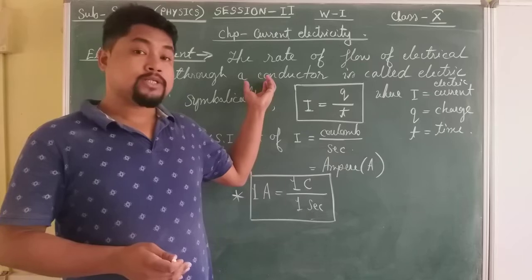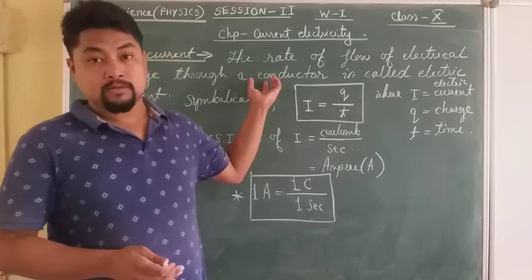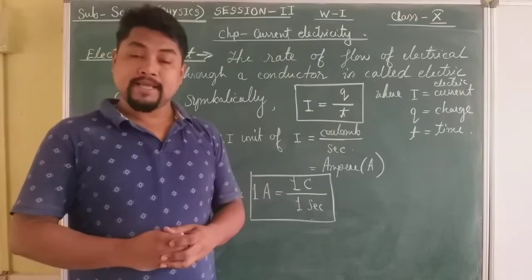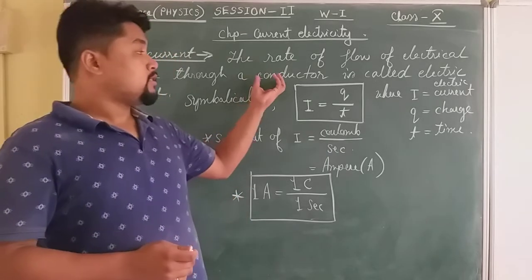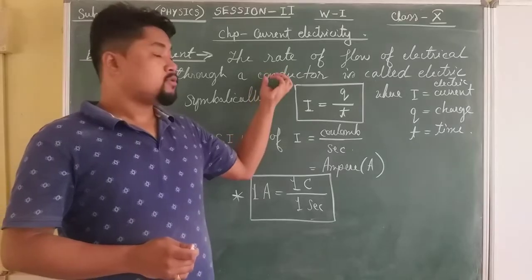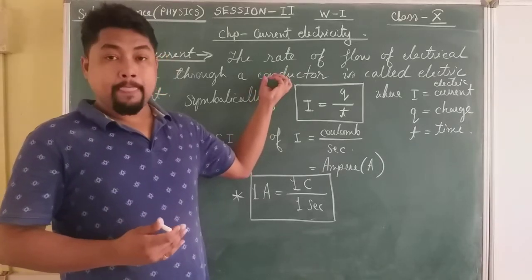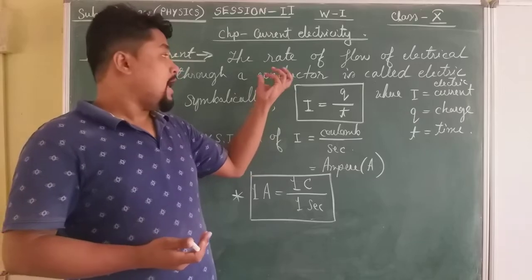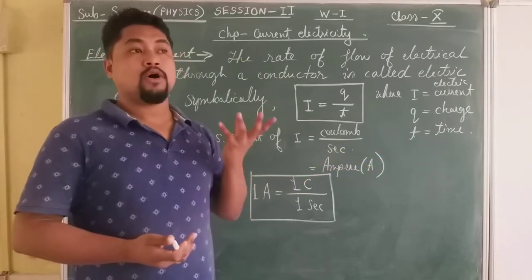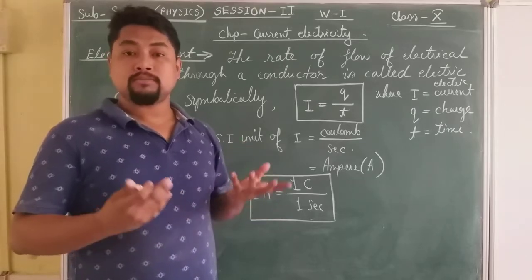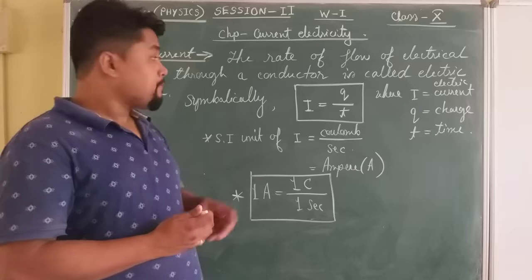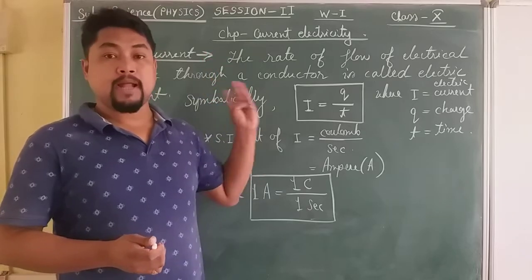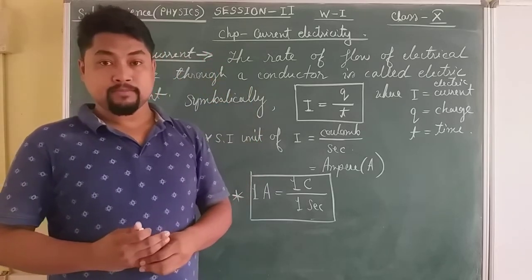Conductors are the substances through which electric charge can pass easily. Insulators are the substances through which electric charge cannot pass easily. Okay? Examples of conductors are copper, silver, aluminium, etc. And insulators are the substances through which electrons or charged particles do not pass easily. Examples of insulators are paper, plastic, rubber, etc.